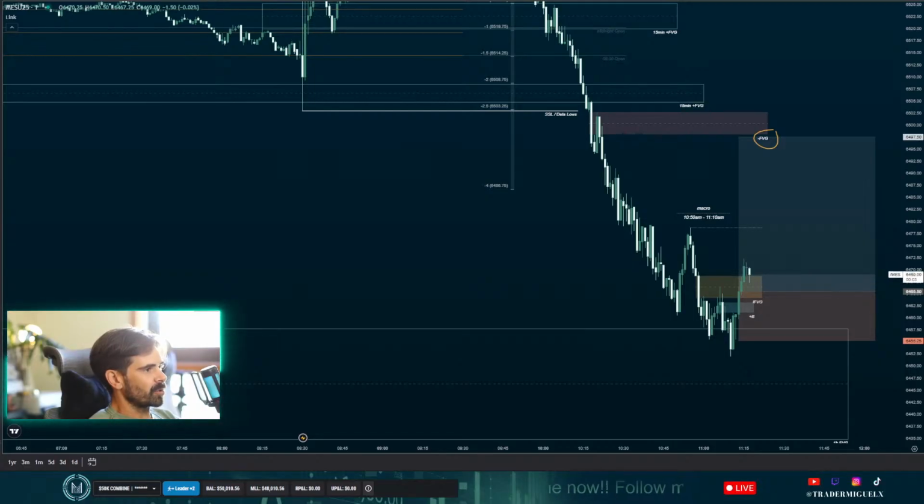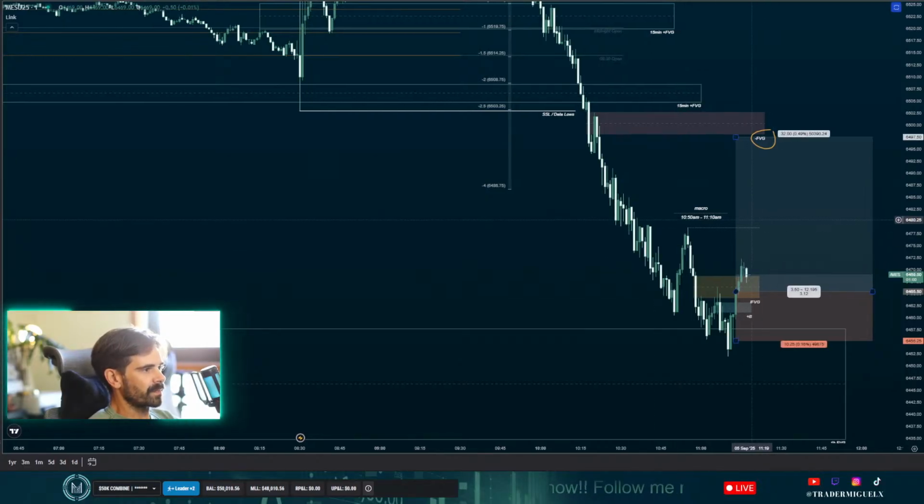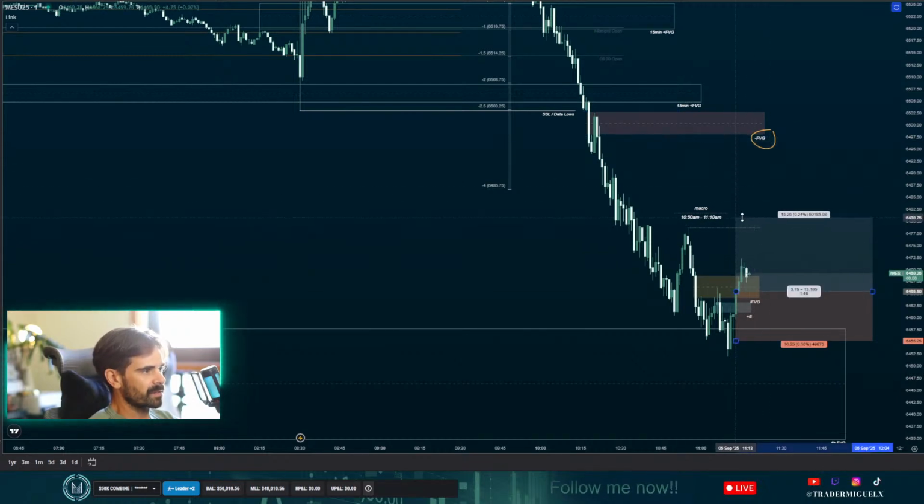We'll just give it some more minutes. Curious to see if it will reach our first target here. That would give us a 1R, probably, yes.